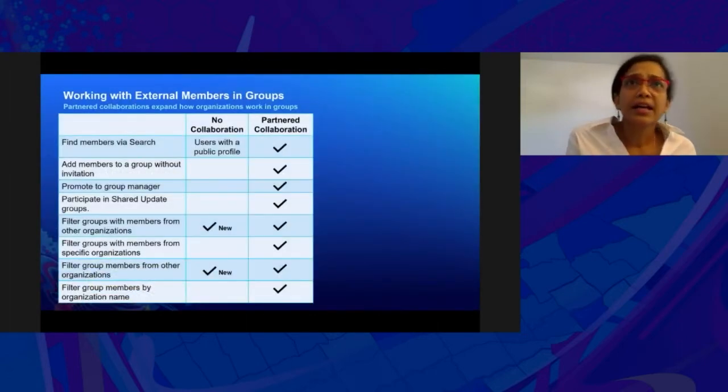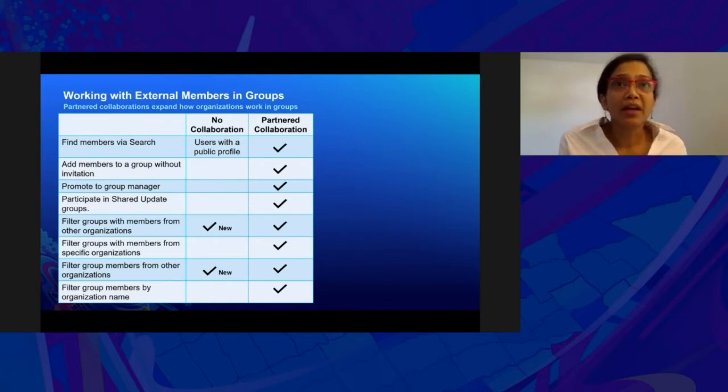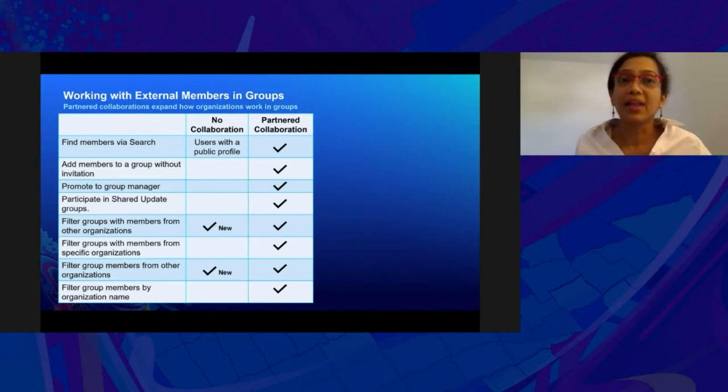All right, so what does it mean to work in groups? When you're working with external members of other organizations and groups, without a collaboration, when you want to find somebody and add them to a group or invite them to a group, you can only search for people with public profiles, or you're going to have to know their username. But with partner collaborations, you have access to members in that organization who have a profile. Their profile is only visible to their own organization, provided you have the right privileges and that organization lets you access those members. And that's something that we will get into more detail. So there's more visibility of members in your partner organizations.